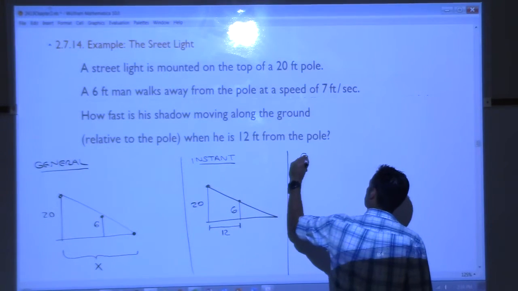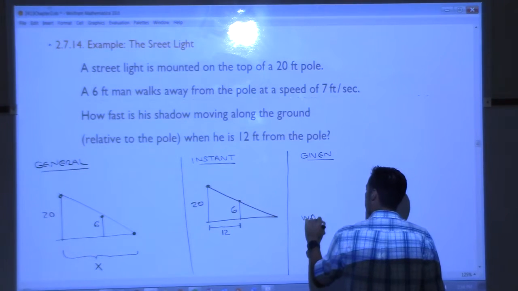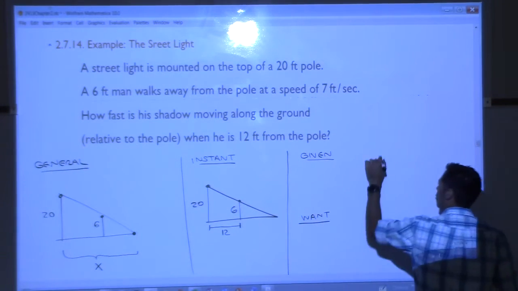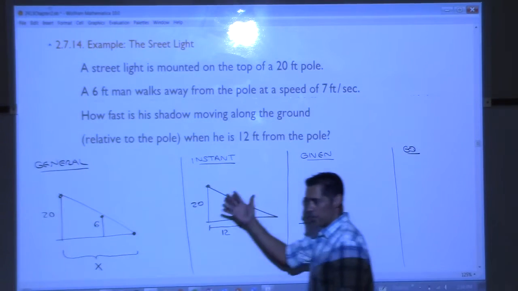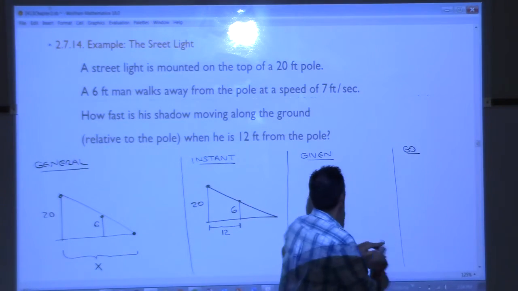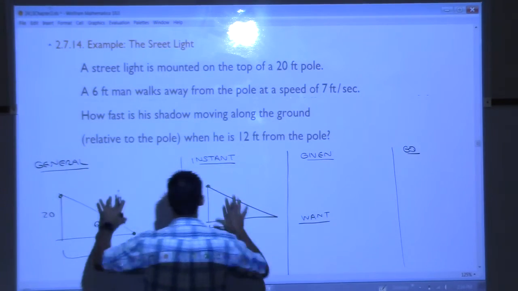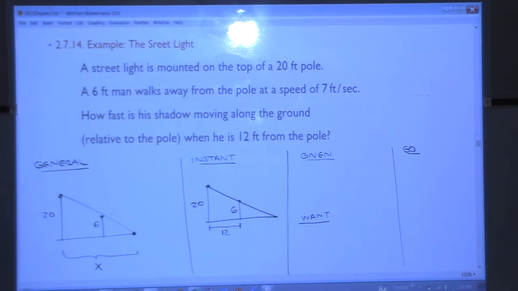I should also mention that when you do this whole thing with the general, the instant, the given, what you want, and the equation, you don't necessarily have to follow the sequential order, okay? I would wait for the equation till the end. But you can start putting down what you're given and what you want and go back and forth between these, put it all together. Can anyone tell me something about what we're given? It needs to be a d something.